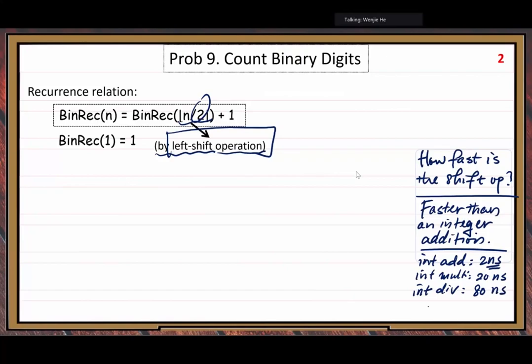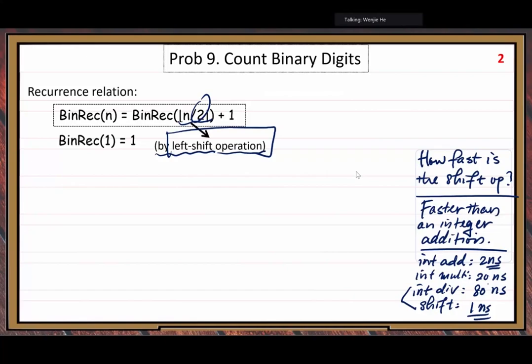Now, the shift operation is faster than addition, 1 nanosecond. That's why people use the shift operation, right? Compared with regular division, 80 nanoseconds versus 1 nanosecond. That's why if you have a chance to use the shift operation, you should use it. Extremely fast.